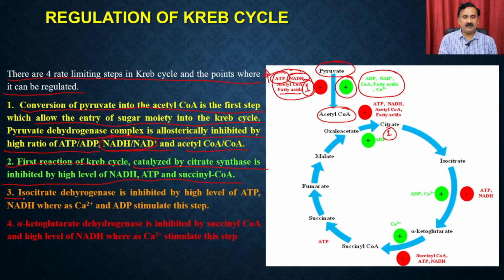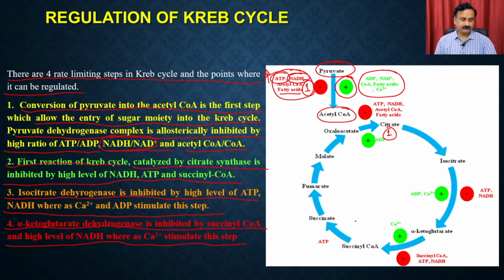Then the third step is isocitrate dehydrogenase, which is inhibited by high levels of ATP and NADH, whereas calcium and ADP stimulate this process. So this is the third step where it can be modulated. Then the fourth step is alpha ketoglutarate dehydrogenase, which is inhibited by succinyl CoA and high levels of NADH, whereas calcium stimulates this process.